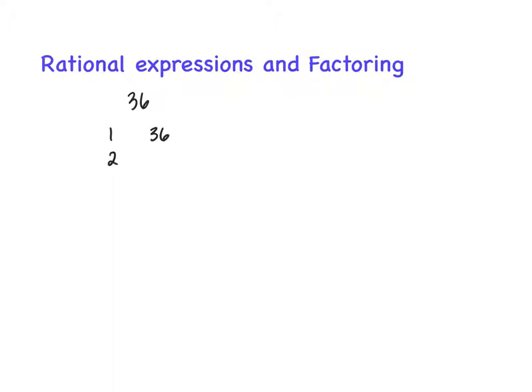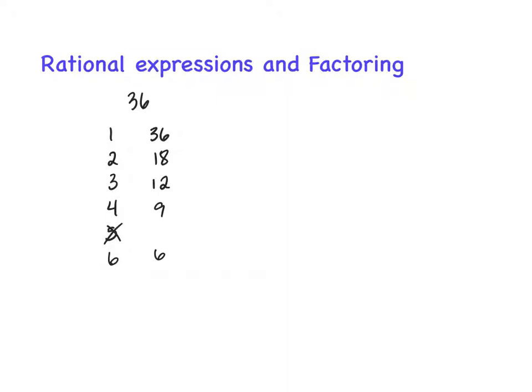I'm going to start with 2. 36 divided by 2 is 18. 36 divided by 3 is 12. 36 divided by 4 is 9. 36 is not divisible by 5, so I'm not going to worry about that one. And then 36 is divisible by 6.